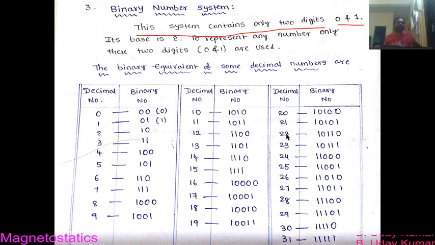If a number consists of 2, 3, 4 and so on, it's not binary. Only if it consists of 0 or 1 do we call it the binary number system; otherwise it will be some other number system. If I take the example of 22, in the binary number system, this 22 is written as 10110. That is what you have to understand.